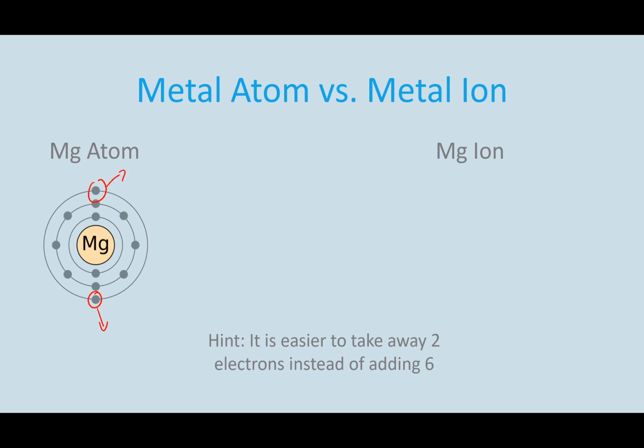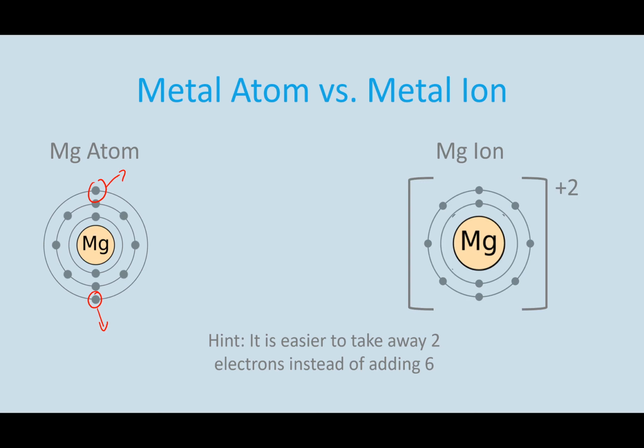So that leaves me that stable shell underneath that has 8. So it's easier to take away 2 instead of adding 6. So that forms our magnesium ion that looks something like this. So we can see those 2 outer valence electrons are now gone. I still have that stable outer shell of 8, which is the one shell that was below.